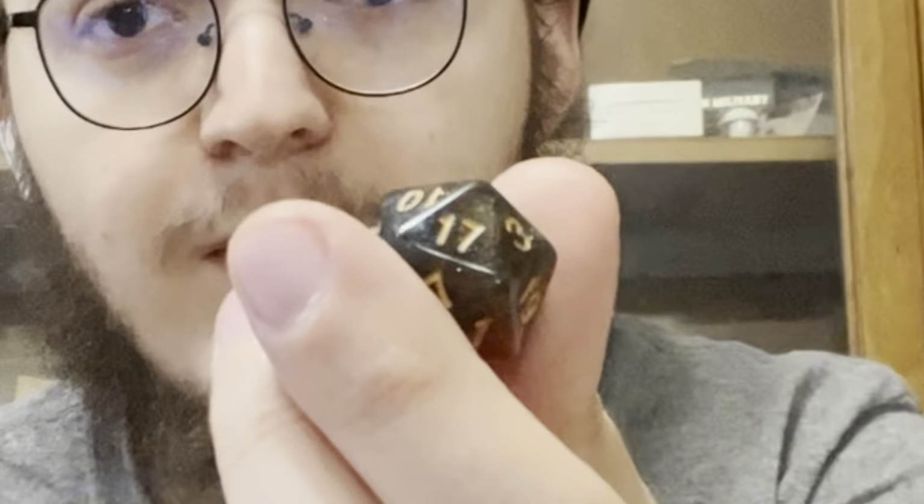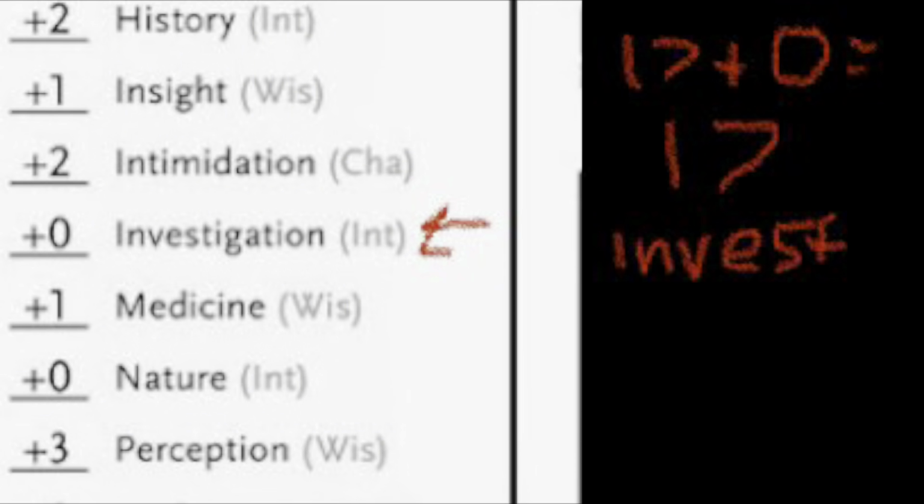When you go into a room and you say, I want to look around and see what I can find, you might be asked to roll something called a perception check or an investigation check. So you might be asked to roll an investigation check. You roll the die, you take the outcome, and you say 17, what do I add to investigation?